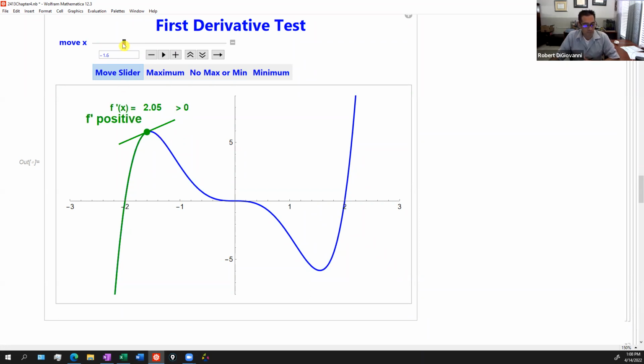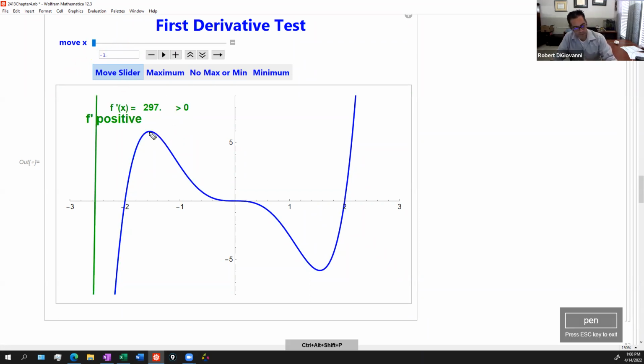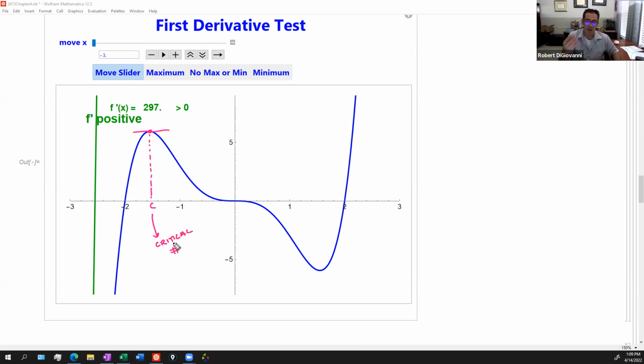At the top, though, I hope that you would all agree this is a point c where the derivative would be 0. So that means that this is a critical number of our function because it's a place where the derivative is 0. And notice that to the left, our derivative is positive, and then to the right, our derivative is negative. And therefore, this test says that has to be a local maximum.